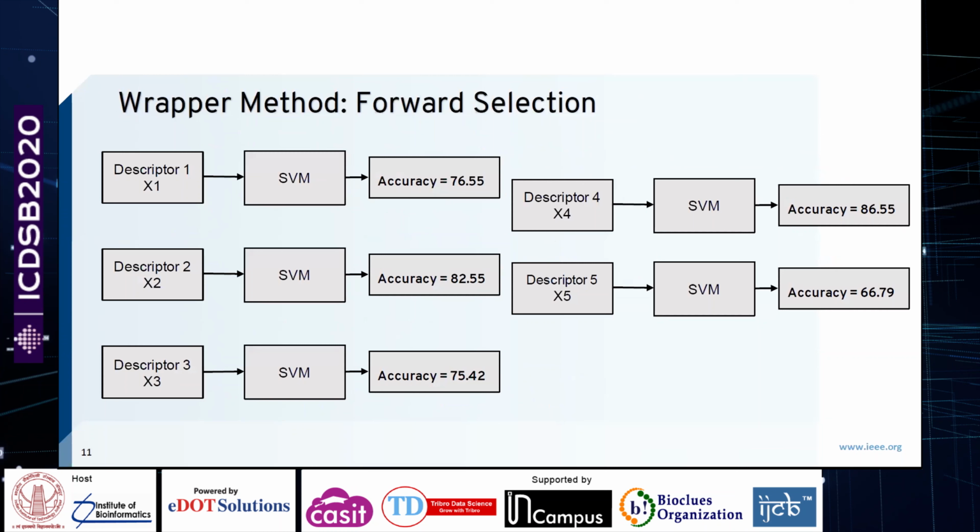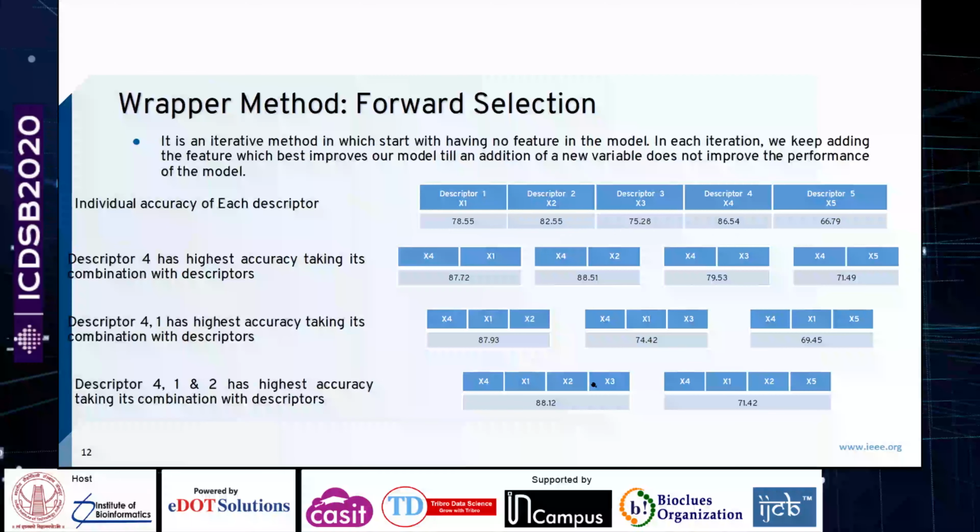So in the wrapper methodology, you have a set of methods. We'll start with the forward selection. In forward selection, we employ only one attribute at a given time and find out the accuracies, and take the highest ranking attribute, and then this attribute is selected. Along with this attribute, we take one more attribute at a time.